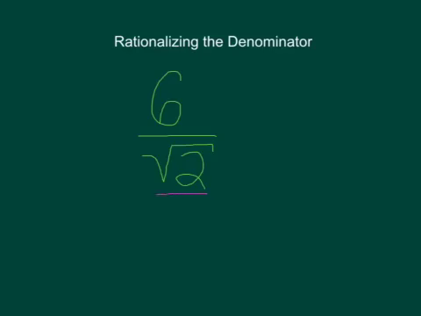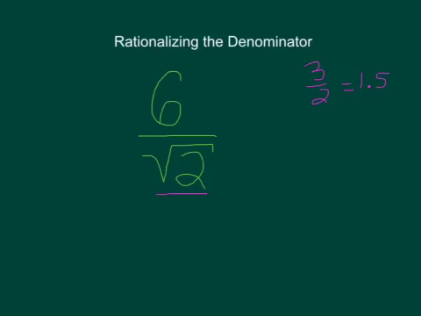So let's recall what a rational number is. A rational number is a number that can be expressed as a ratio of two integers. For example, 3 over 2 or 1.5 is a rational number. It is a number that can be expressed by the ratio of two whole numbers, two integers, 3 over 2. On the other hand, irrational numbers cannot be expressed as a ratio of two integers. Irrational numbers go on forever without repeating.